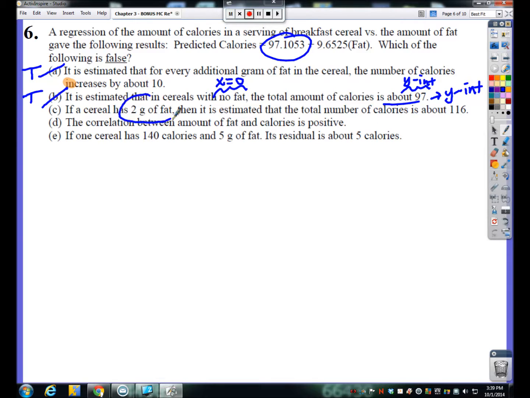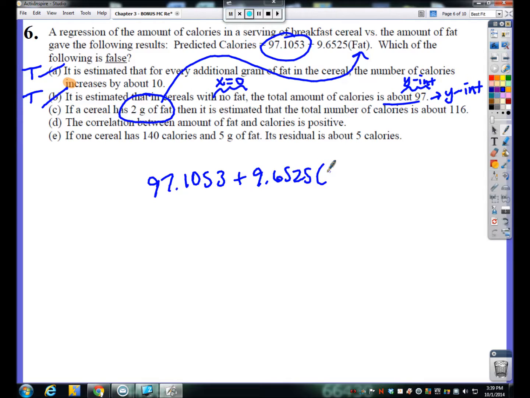So we're using an actual value for fat, which we could plug in over here. So if I were to put in my calculator 97.1053 plus 9.6525 times 2, what am I going to get? So let's see real quick. Calculator.